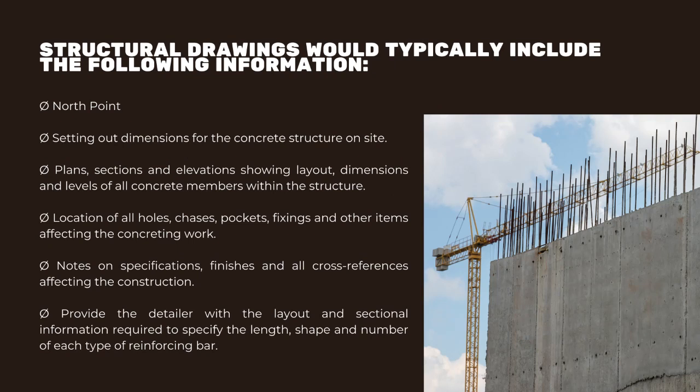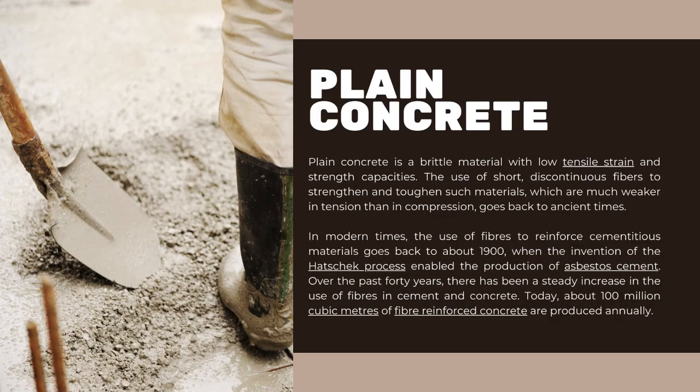Structural drawings would typically include the following information: north point, setting out dimensions for the concrete structure on site, plans, sections and elevations showing layout, dimensions and levels of all concrete members within the structure, location of all holes, chases, pockets, fixings, and other items affecting the concreting work, notes on specifications, finishes, and all cross-references affecting the construction. They provide the detailer with the layout and sectional information required to specify the length, shape, and number of each type of reinforcing bar.